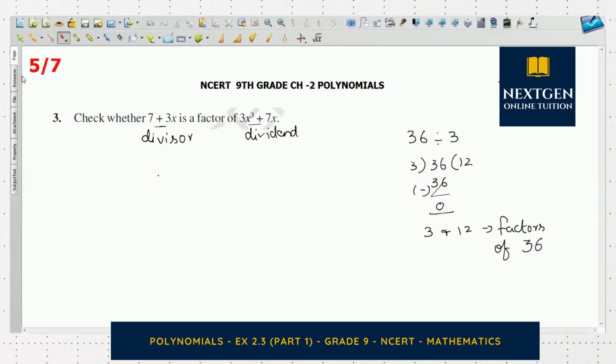Fine. So using the same logic, we have to divide the polynomial with this linear polynomial 3x plus 7. That is, we are going to rearrange as 3x plus 7 is 0. Gives me 3x equal to minus 7 and x is minus 7 by 3. Fine. So if I substitute the x value in this polynomial, if my remainder is 0, it is a factor. Otherwise, it is not a factor. Let's see.